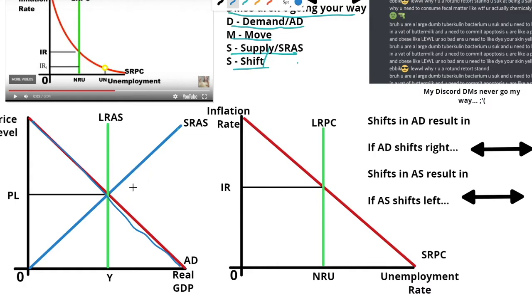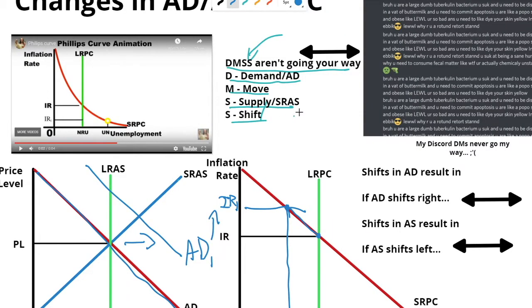If the government implements some fiscal policy and aggregate demand shifts to the right, then short-run Phillips curve won't go that same way, and it'll move from long-run equilibrium position to a leftward short-run equilibrium position. Just know that DMs aren't going your way.